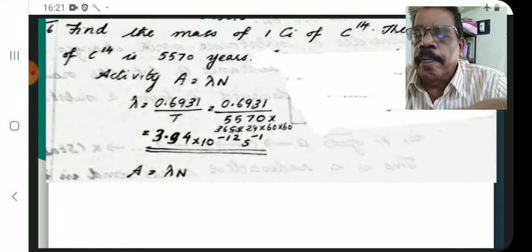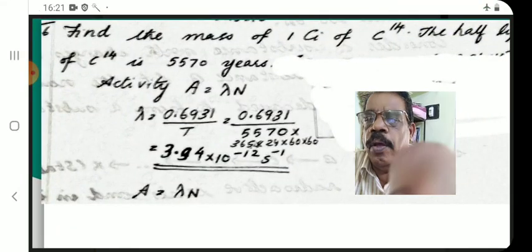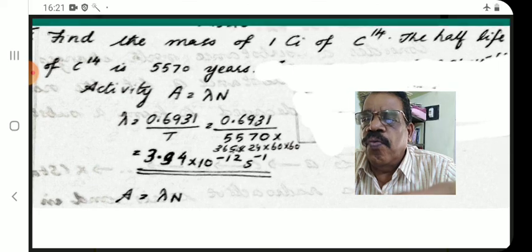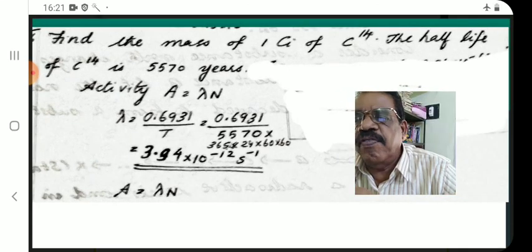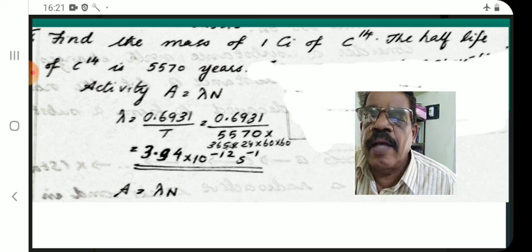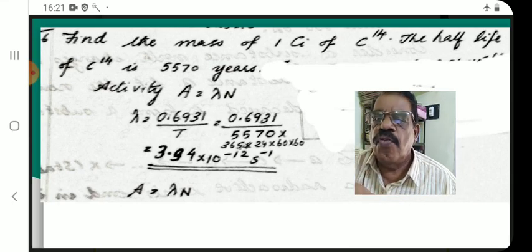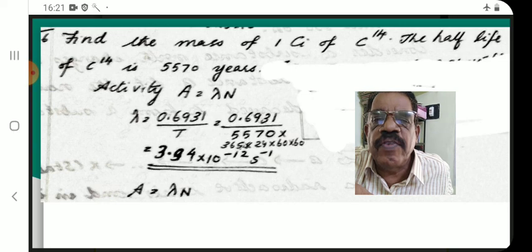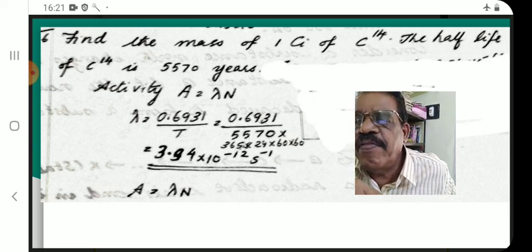Next problem. Find the mass of 1 curie of C-14. That is the question. The half-life of C-14 is 5570 years.